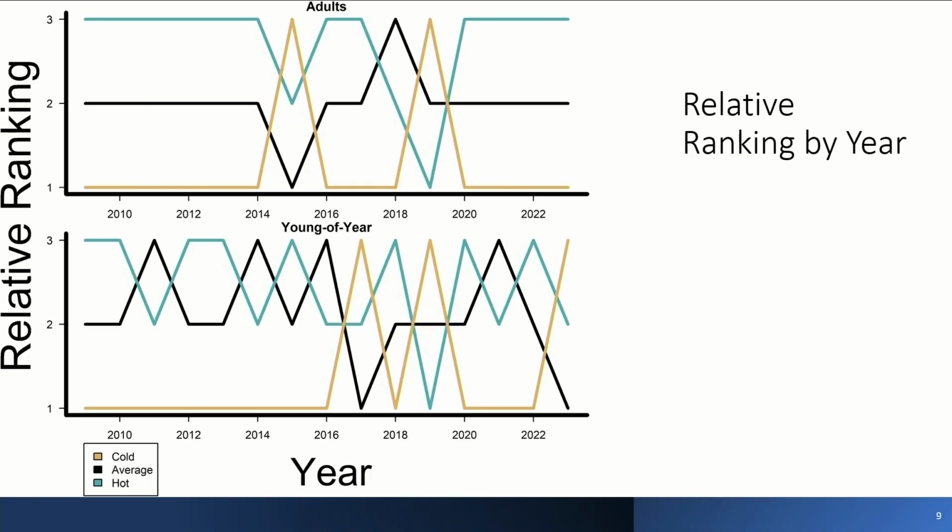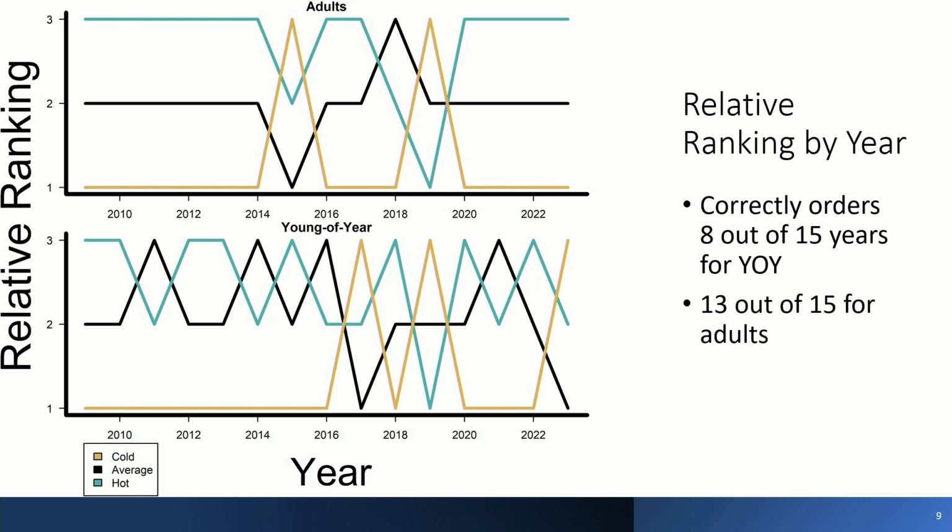And so this is that relative ranking. Brown is the cold spots and the green is the hot spots. It actually works not very well for young of year. It does work pretty well for adults. That period from 2016 to 2020 is just kind of all over the place for young of year.